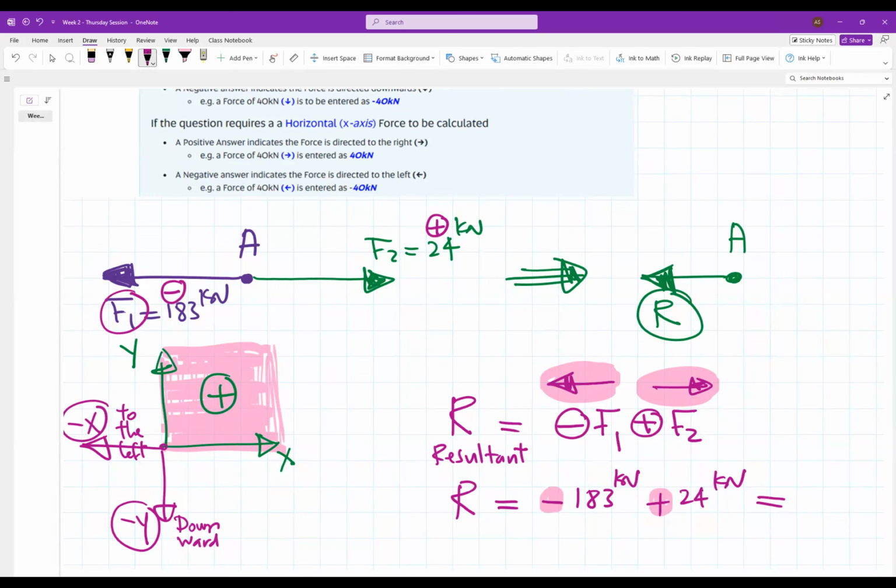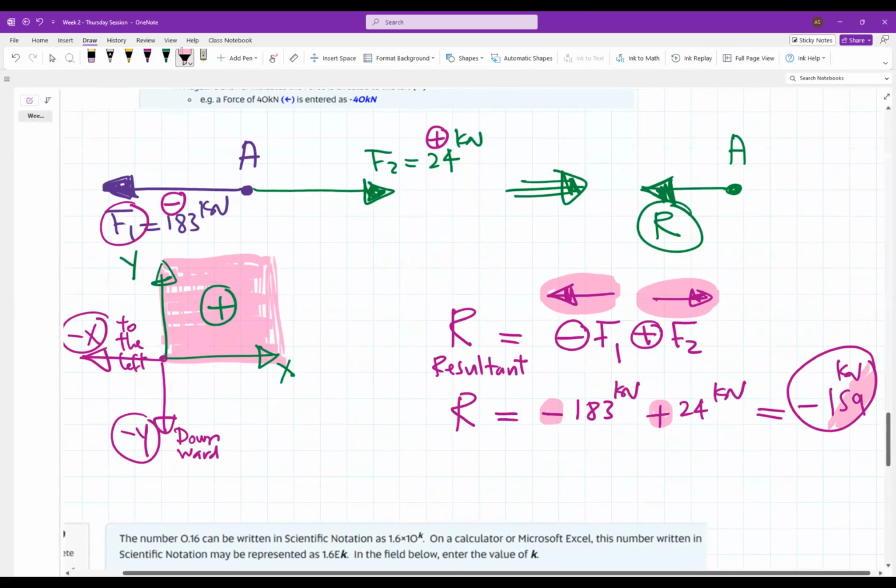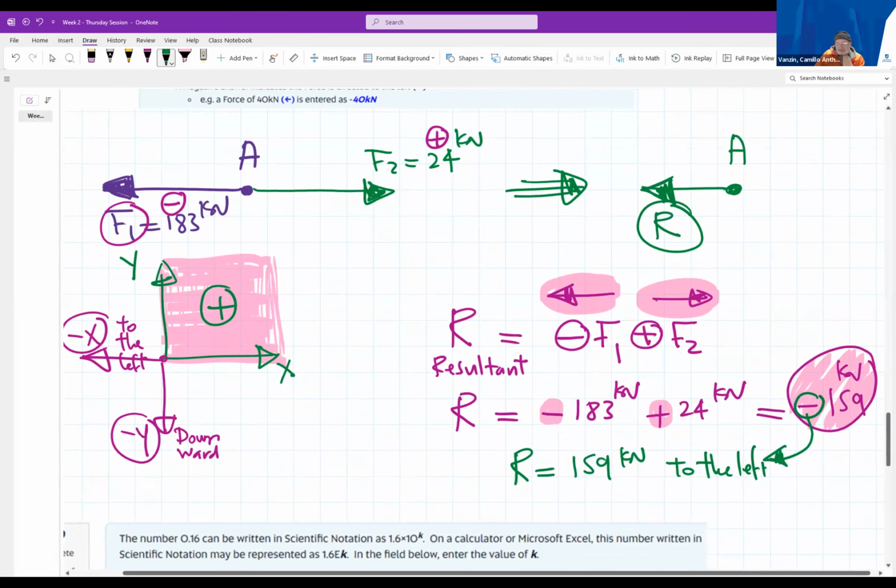Okay, so what is the value you got? Minus 159 kilonewton. So I will ask you a question here, Camilo. What does this sign mean? To the left. So this means we can write it again: R, or the resultant, equals 159 kilonewton to the left. Or by arrows, I can put this arrow here. So the value is 159, and the direction is to the left.